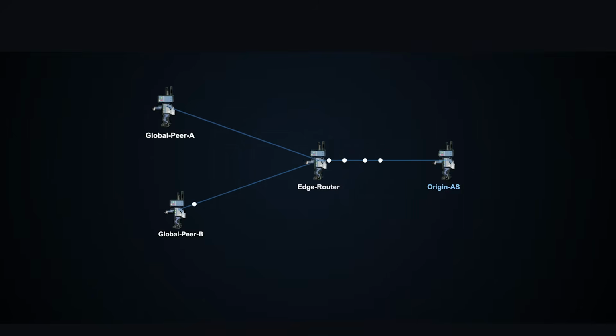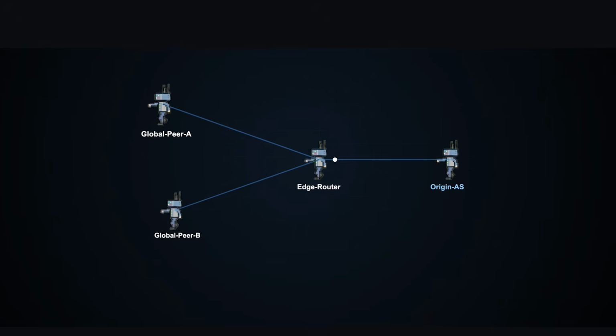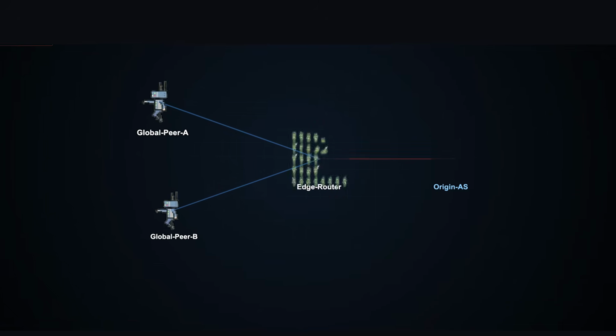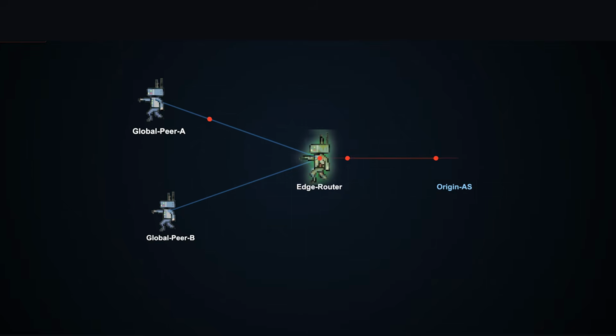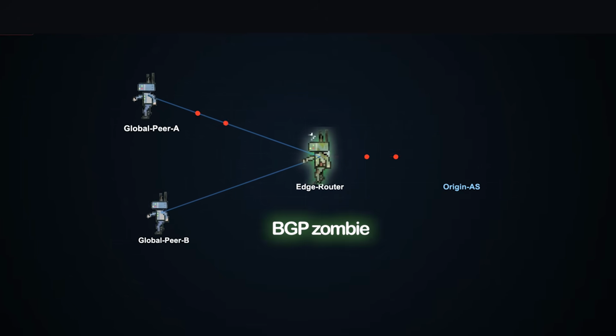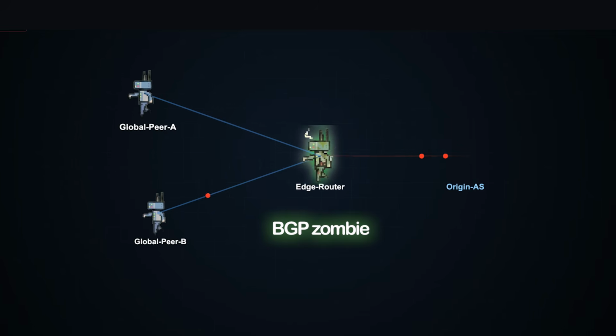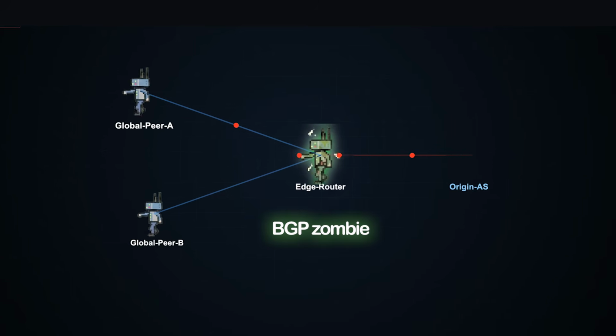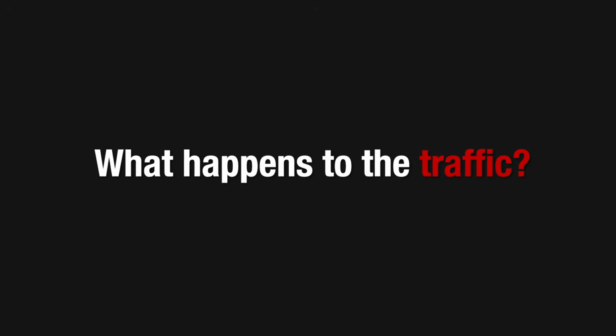But sometimes something strange happens. A route gets withdrawn, yet some networks keep believing it still exists. They continue sending traffic down a path that should be gone, and this is called a BGP zombie. It's an outdated route that refuses to disappear from the global routing table, even though the network that created it has already removed it. So what happens to the traffic when this zombie is alive?